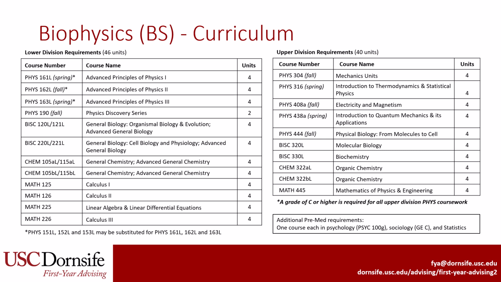Next is the Biophysics major, which is a Bachelor of Science degree. This is a popular degree for pre-health students. The major requires 3 semesters of physics, the 2-unit seminar, plus 2 semesters of general biology and chemistry, as well as Calculus 3 and linear algebra. There are 40 units of upper division electives required. Molecular biology, biochemistry, and both organic chemistry courses are also pre-health requirements, so students only need to add 3 courses outside of the major to satisfy the pre-health requirements.